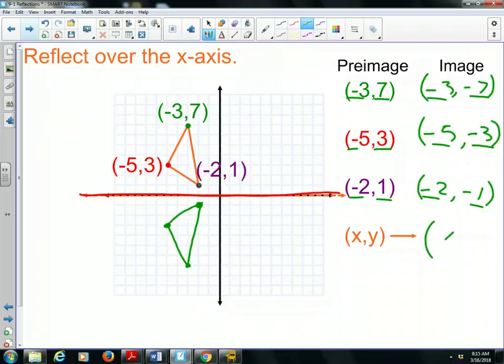So the x-coordinate this time stays the same. The y-coordinate changes its sign. That's what negative y means. It doesn't mean that the y-coordinate is always going to be negative. It just means that whatever the y-coordinate was, we're going to change the sign.